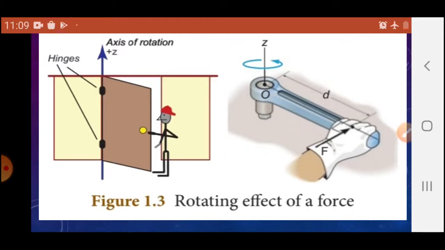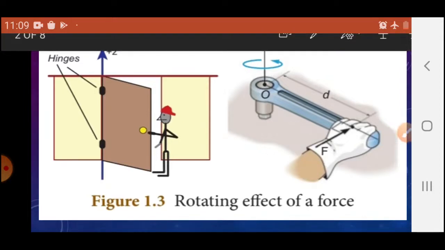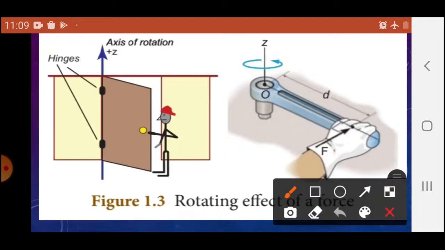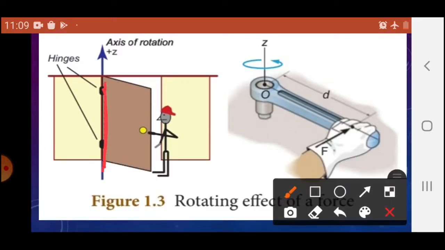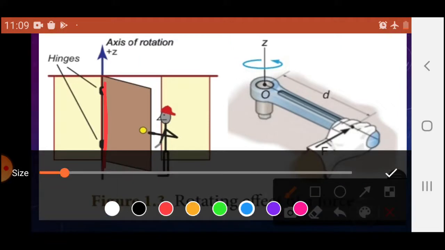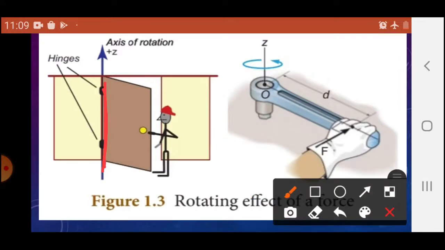ஸோ இந்த இடத்துல இந்த ஆக்சிஸ் ஆஃப் ரொட்டேஷன், இந்த ஹிஞ்சஸ் இருக்கிற இடத்துல, I will take some other color. இங்கே இந்த ஹிஞ்சஸ் இருக்கிற இடத்துல நம்ம ஃபோர்ஸை கொடுத்தோம் அப்படின்னா, இங்கே we can apply more force, but edgesல ஈஸியாக நம்ம the door can be easily opened or closed. ஸோ அதுதான் இங்கே சொல்லியிருக்காங்க. So this is one example for the rotating effect of forces.